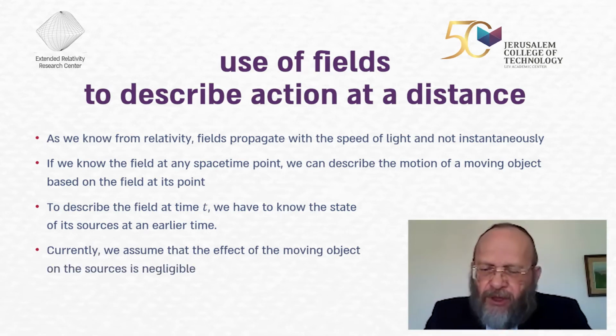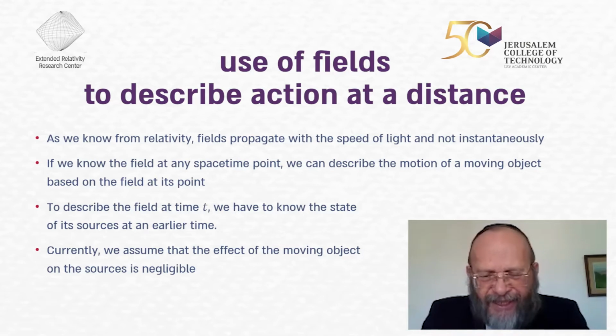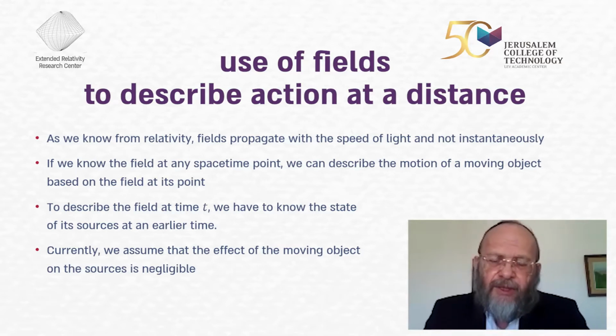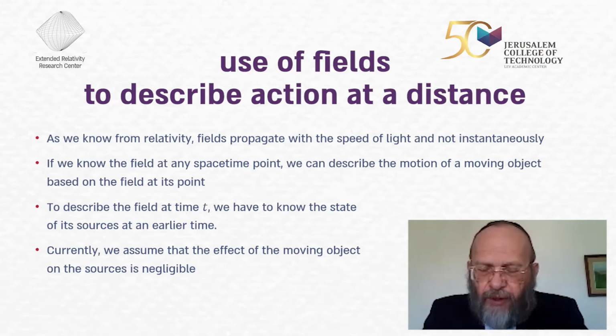Now, the problem is not solved in general. And there's still a lot of work to be done to solve it in general. Because really, what we know now is only with the following assumption. We know how to find the effect of the field from the sources if we assume that the motion of the object, its effect on the sources, is negligible. That means we assume the dynamics of the moving object does not affect the source.